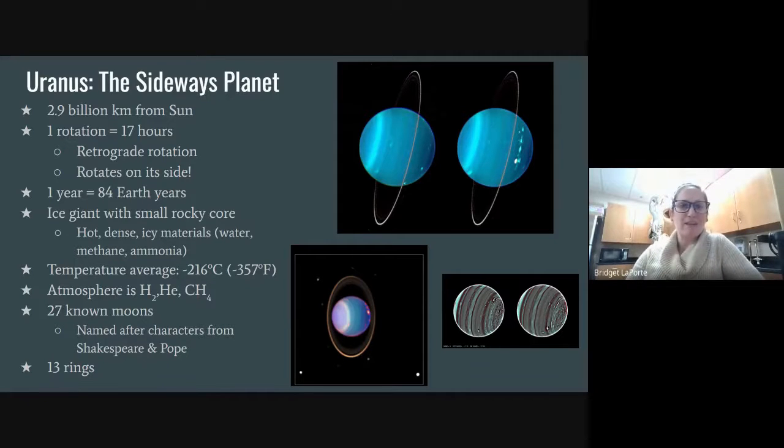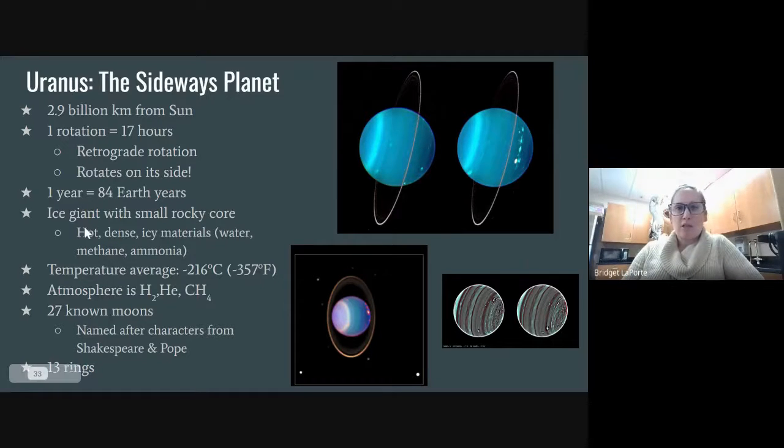Lots of hypotheses for that we can talk in class about. We are way, way, way far away from the sun right now, okay? 2.9 billion kilometers, so that makes it 84 Earth years to be able to do one revolution around the sun.